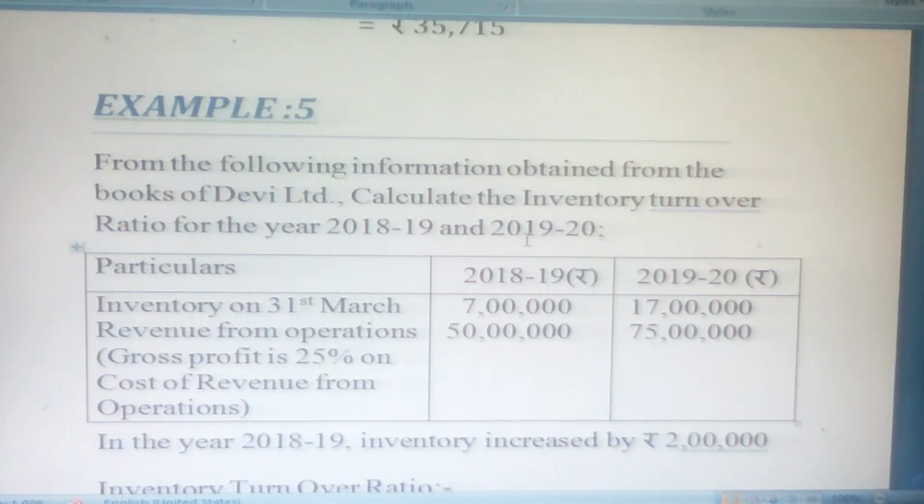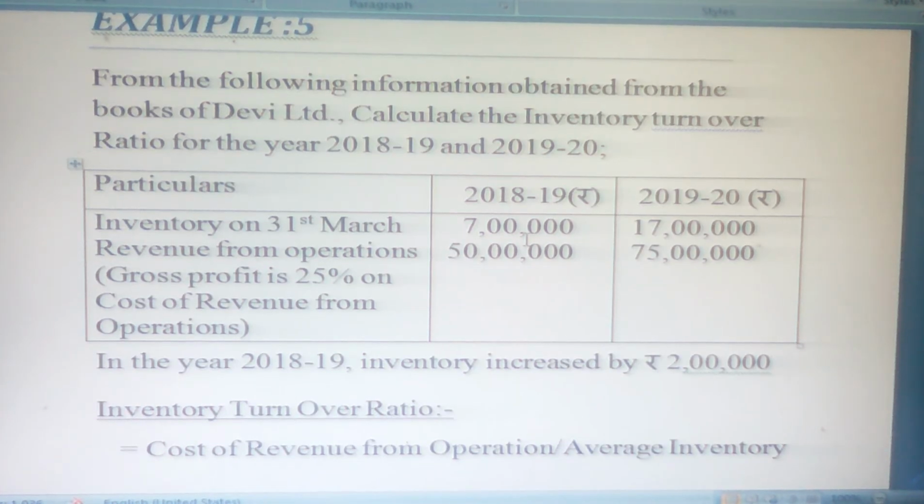Now, same example 5. From the following information obtained from the books of Devi Limited, calculate the inventory turnover ratio for the years 2018-19 and 2019-20. Here they have given closing inventory, that is closing stock, of 7 lakhs and 17 lakhs for the two years. Similarly, revenue from operations is 50 lakhs and 75 lakhs. Gross profit is 25% on cost of revenue from operations. That is the clue they gave. So how will you calculate gross profit? If you know the cost of revenue information, then only you know our cost of revenue. That is the idea here.